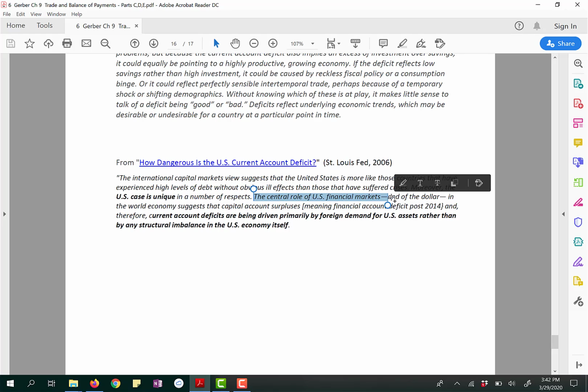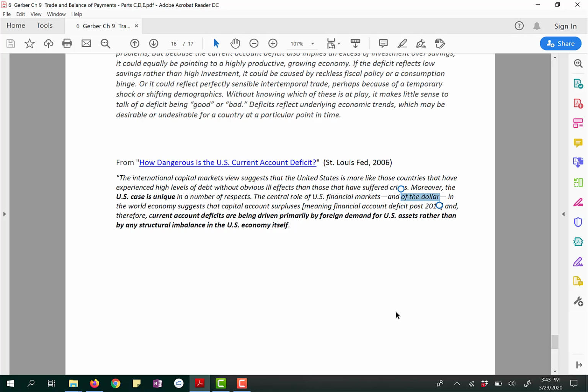Also, there's always going to be a large demand for dollars because of the role that the dollar plays in the global trade system. It is the preferred currency that is used in international trade around the world. So this article makes the overall point that it's extremely unlikely that the United States would be subject to a sudden capital flight because of the central role of U.S. financial markets, U.S. capital markets, in other words, and the primacy of the U.S. dollar.